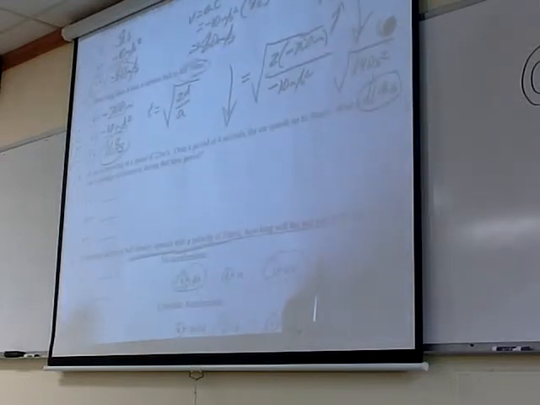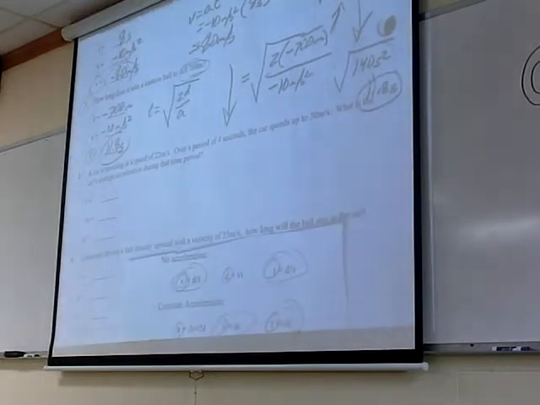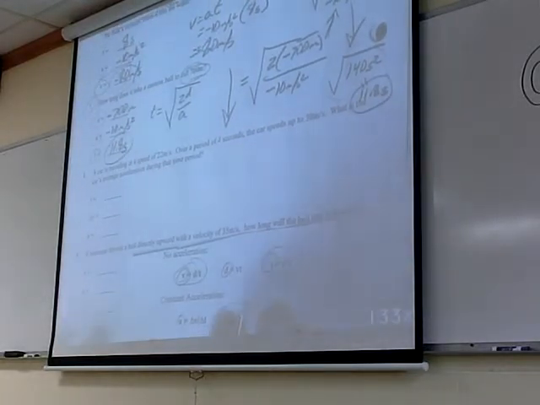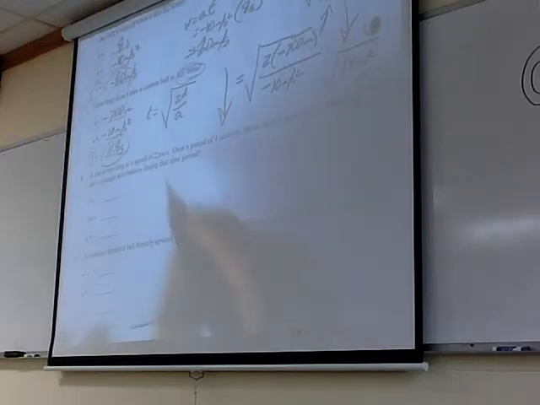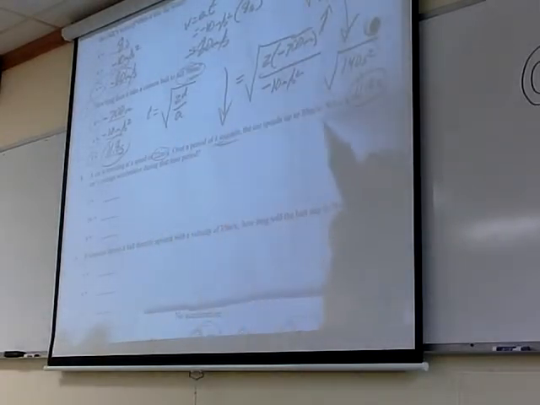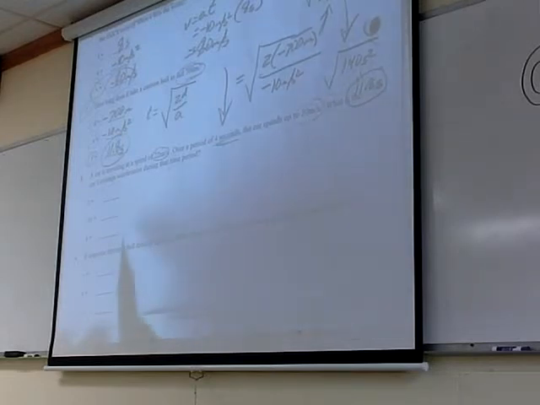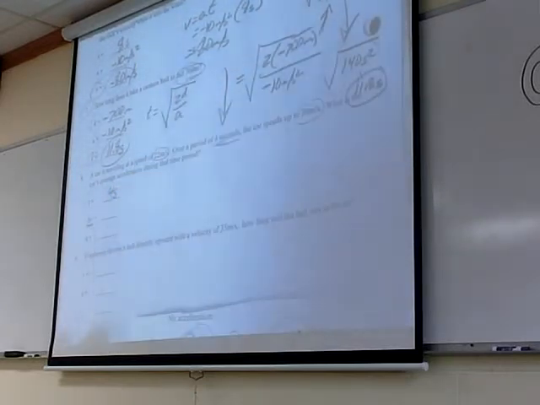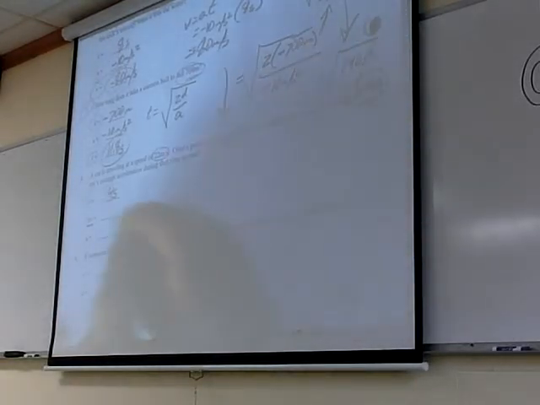Number 8, this is a little different than the other ones. A car is traveling at a speed of 22 meters per second, and over a time of 4 seconds, the car speeds up to 30 meters per second. Let's start filling stuff in. So what's the time? 4 seconds. Now this means change in velocity. So the velocity change goes from 22 to 30, so it's 8 meters per second.